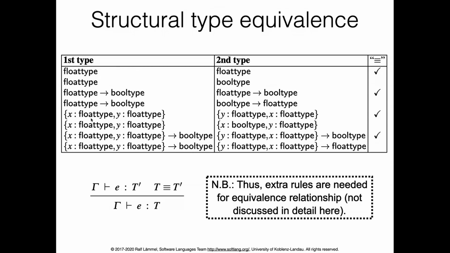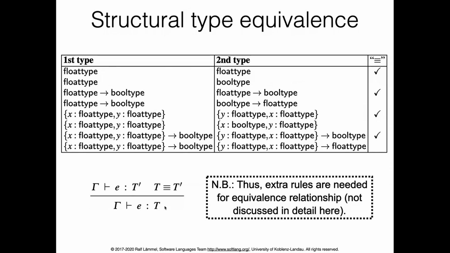Or here, when the two types are in a different order, so here it's first x and then y, and here it's first y and then x, nevertheless, these record types are equivalent. But of course, once we start to mess with the component types, this is no longer true.